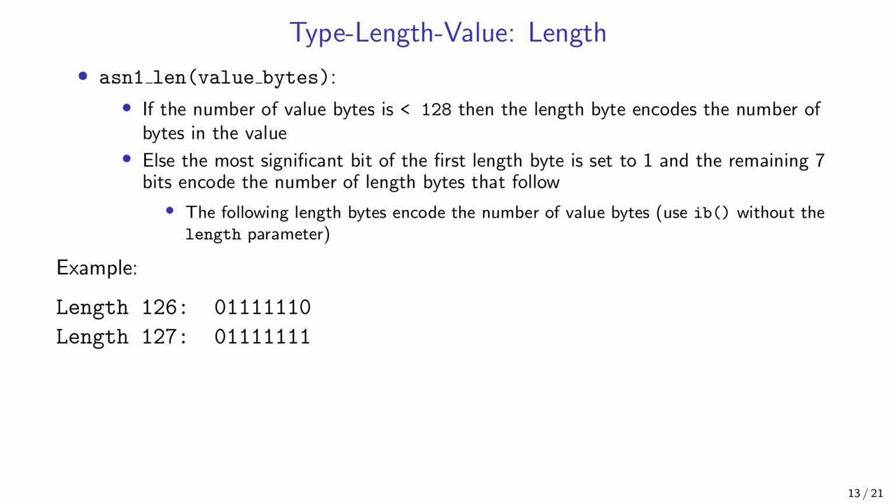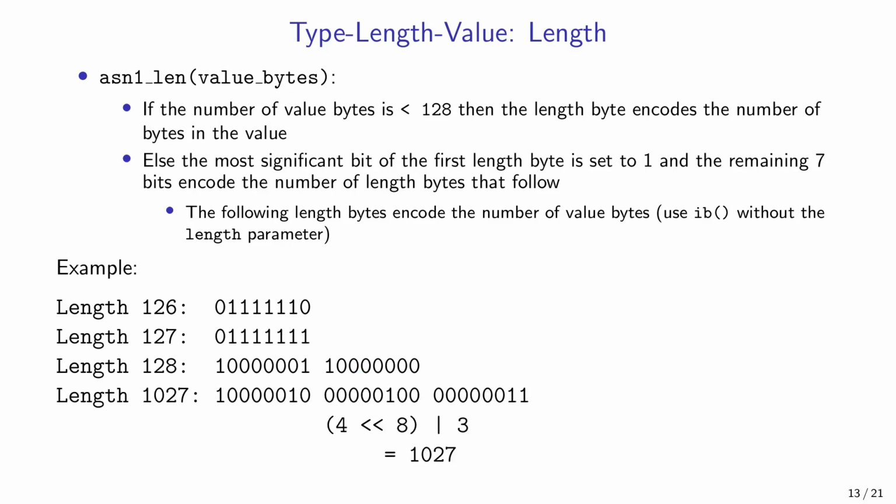So, to encode length for a value which is 126 bytes long, we simply return a single byte with the value 126 as the length byte. The same applies for the length of 127. However, with the length 128, we have to use 2 bytes. In the first byte, we set the most significant bit to 1, and in the remaining bits, we specify how many length bytes will follow. In this case, it is 1, because to encode number 128, we need just 1 byte. And this byte is the encoding of number 128.